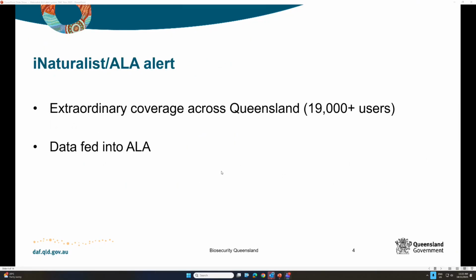So the beauty of iNaturalist in particular is that it's growing rapidly. It's got 19,000 users in Queensland alone, 135,000 across Australia, and that number is growing really quickly. Data from iNaturalist feeds into ALA. When people use iNaturalist, they're looking for any animal and plant, not necessarily invasive, but anything. I'll talk a little bit about why they're doing that. So they're almost capturing invasive species by default. But anyway, we're capitalising on that.